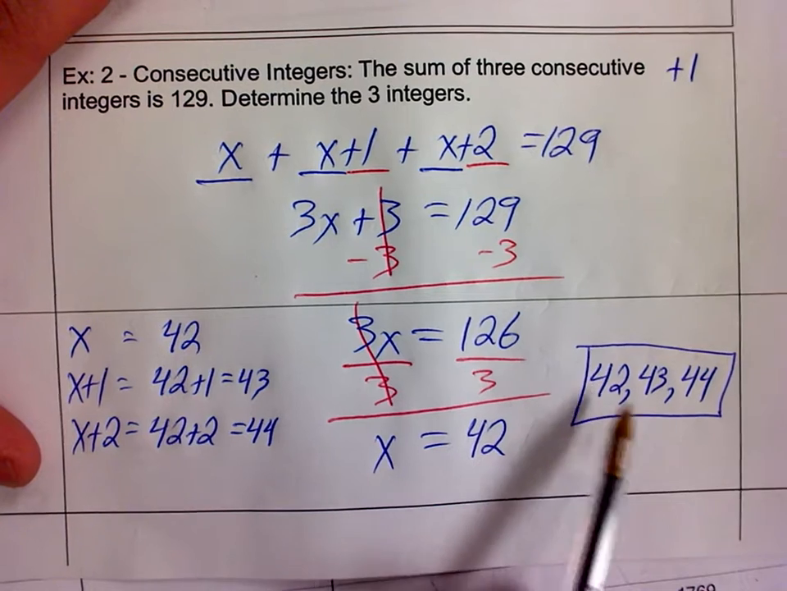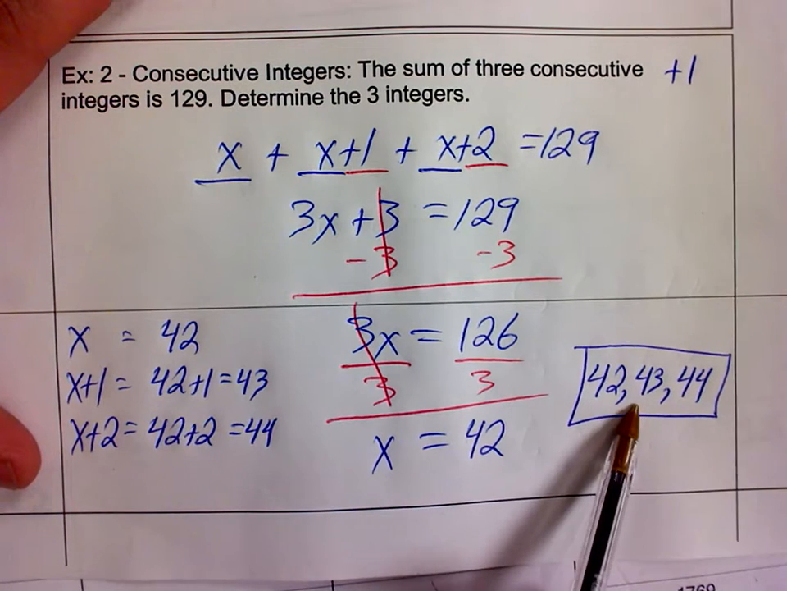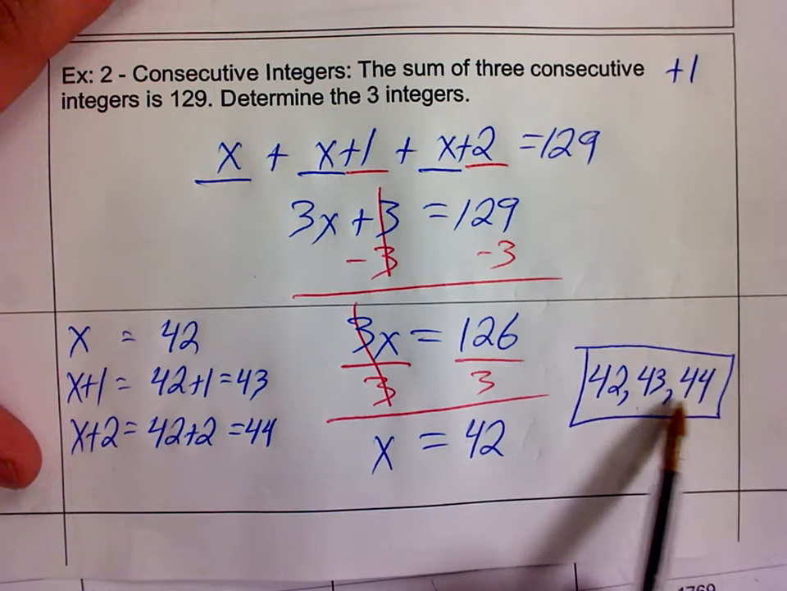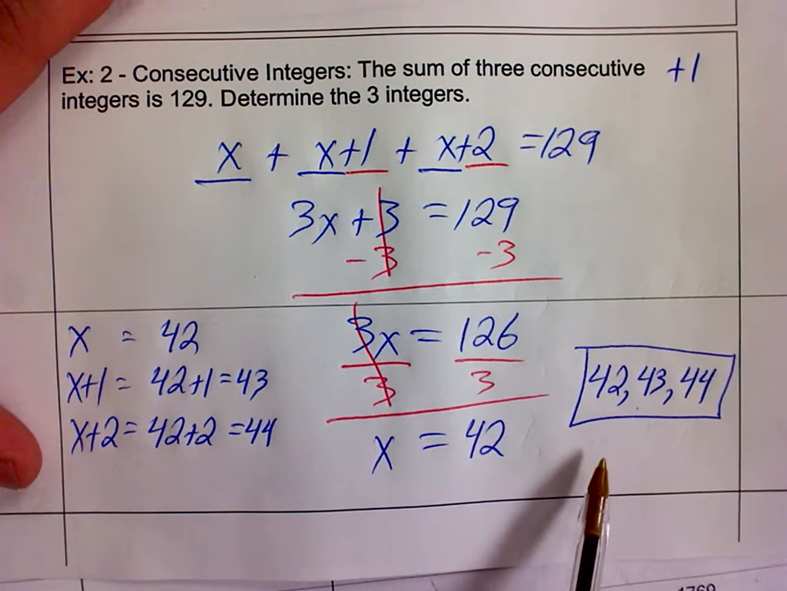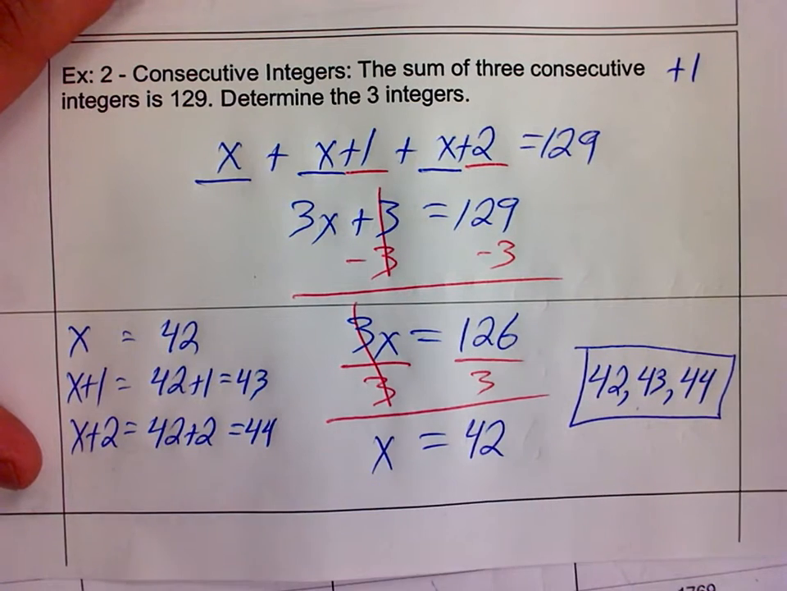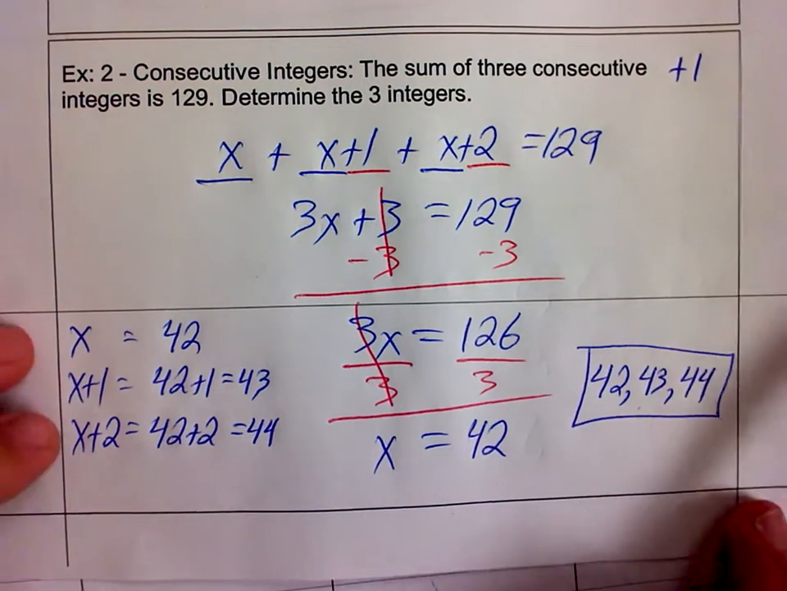Okay? And once again, one quick way we can make sure that this is the correct answer. Do we have three consecutive integers? Which we do. If we were to add all three of them together, what would we get? We would actually get 129 here. So these are our three consecutive integers.